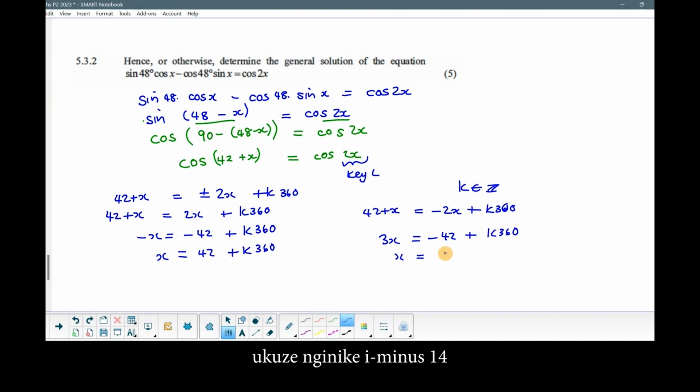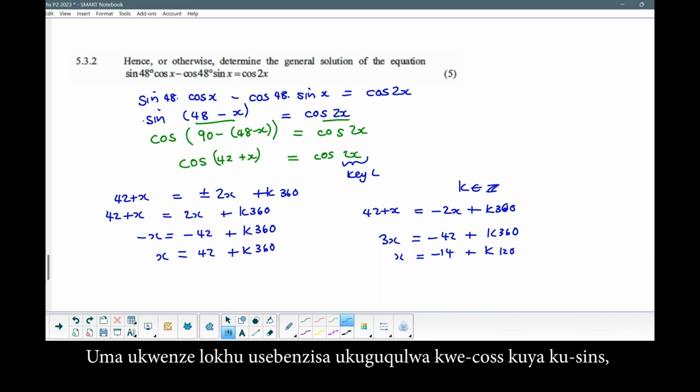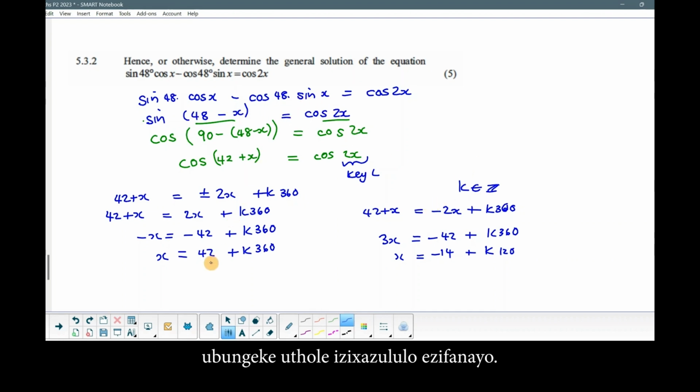to give me negative 14. And you divide this by 3 as well. Don't forget that. That becomes 120. And remember, you've already said k is an element of integer. Right, if you did this by changing the cosines to sines, you would end up with the same solutions.